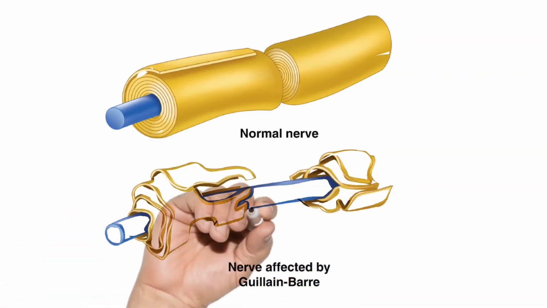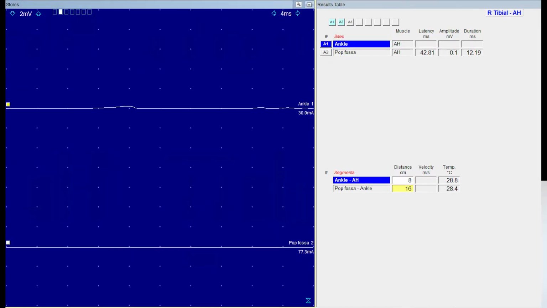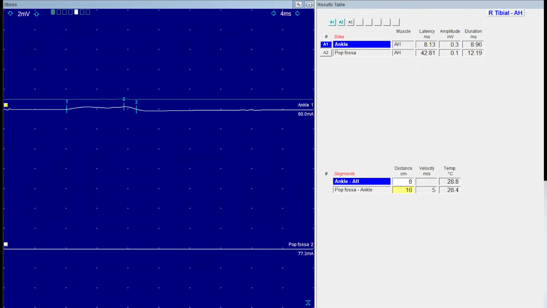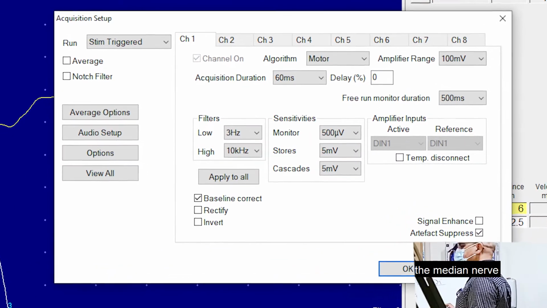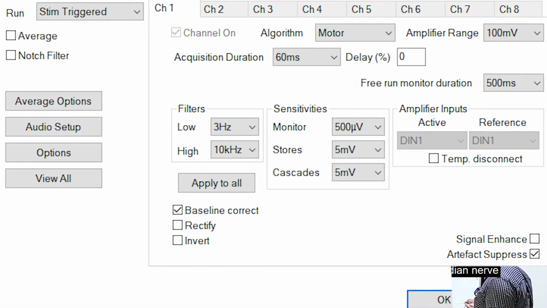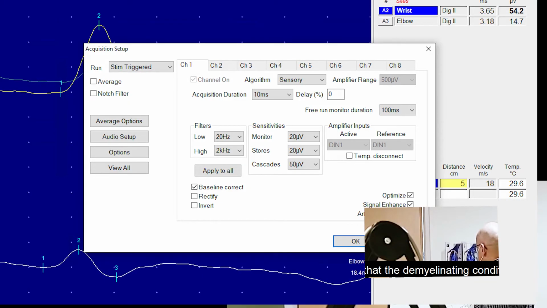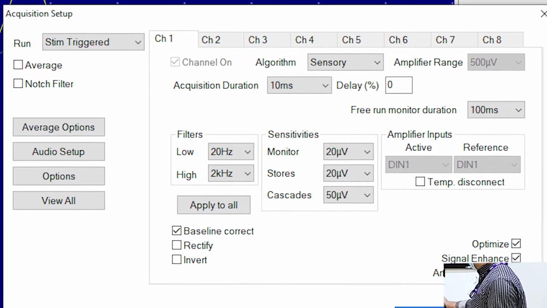Then the first thing that should click in your head is, is it possible that the demyelinating condition is so bad that it is beyond the normal timeline of the normal window that we set it up at? Typically, we have nerve conduction study settings in the sweep speed, around 2 to 10 milliseconds per division. And the sensitivity would be anywhere from 500 microvolts to 1 millivolt per division. That will be the vertical sensitivity.